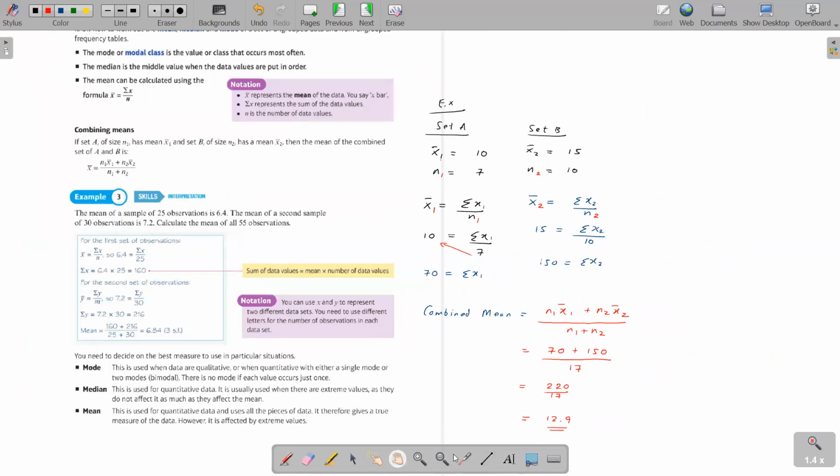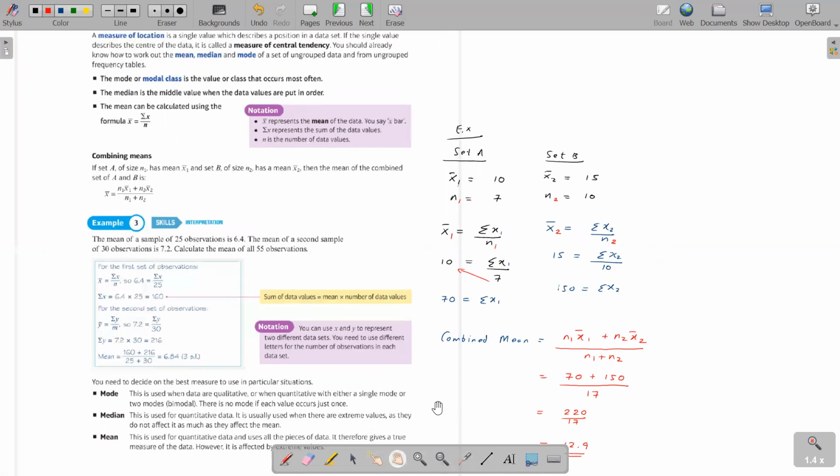So I think you might have done questions in this manner in your O-level exam as well, right? Okay, so this is how the combined means are used, where you combine the means of two different classes into a single class.